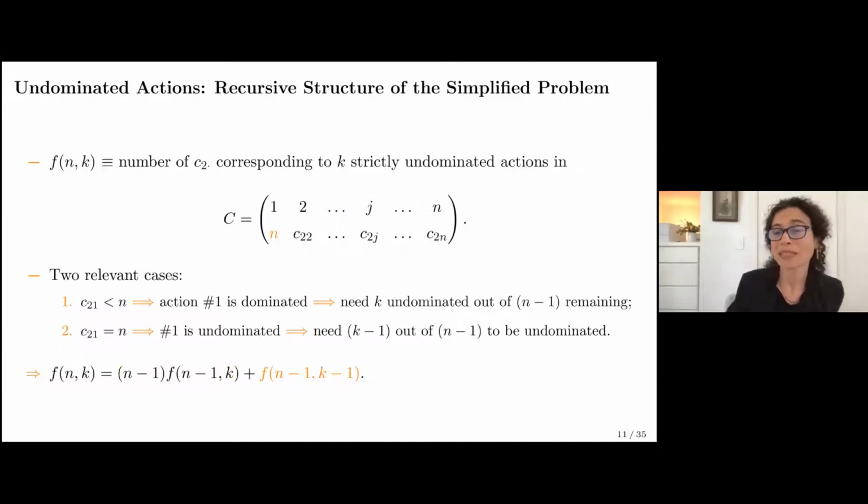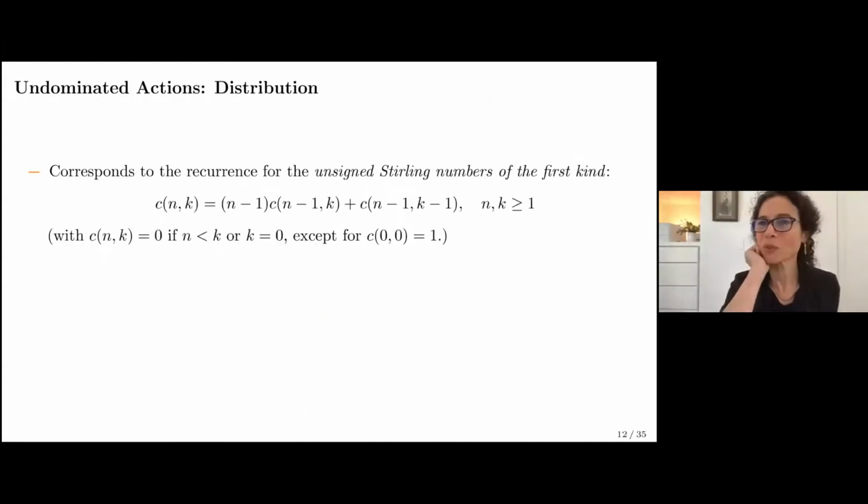Now, if C21 equals n, then action 1 is undominated, and we'll need to find only k-1 undominated actions in the remaining game. Now, there's only one way in which C21 equals n, so now we just have an addition of this term. Okay, so we found a recursive formula for f(n,k). As it turns out, this corresponds to something that combinatorics folks call the unsigned Stirling numbers of the first kind. So this is precisely the same recursive formula that I just showed you.